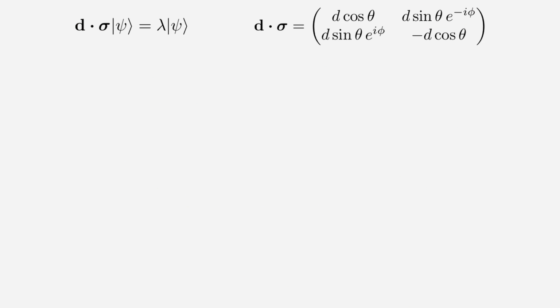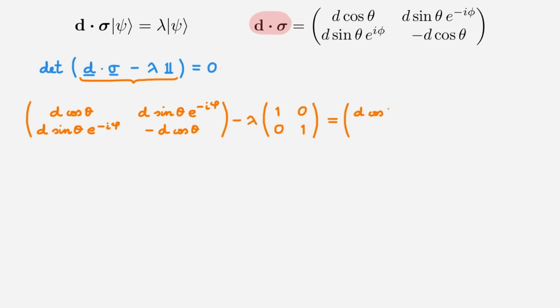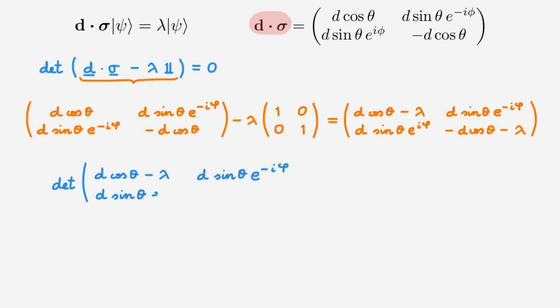To find the eigenvectors, we need now to diagonalize this operator. To do so, we're going to consider the corresponding characteristic equation, which is given by this expression here. Looking at the argument of the determinant, we can explicitly write out the d dot sigma operator minus lambda times the identity matrix. Now, if we evaluate this expression, we end up with d cosine theta minus lambda, d sine theta e to the power of minus i phi, d sine theta e to the power of i phi, and minus d cosine theta minus lambda. This means that we need the determinant of this expression to be equal to 0.